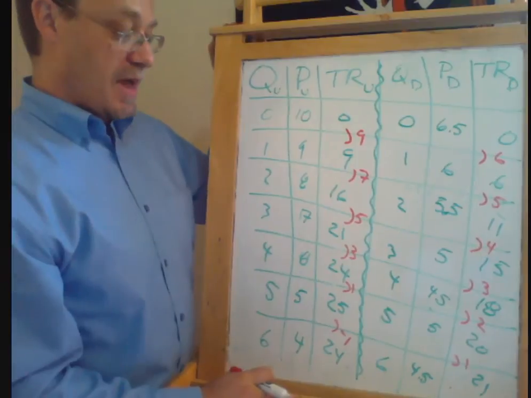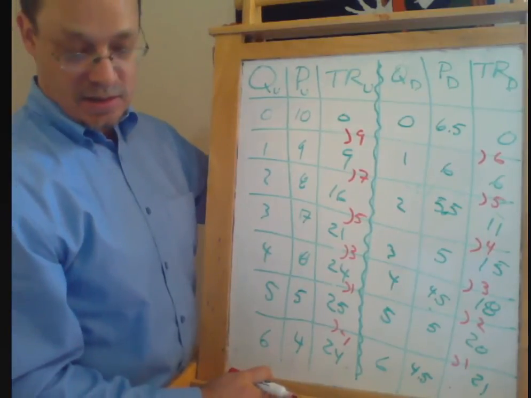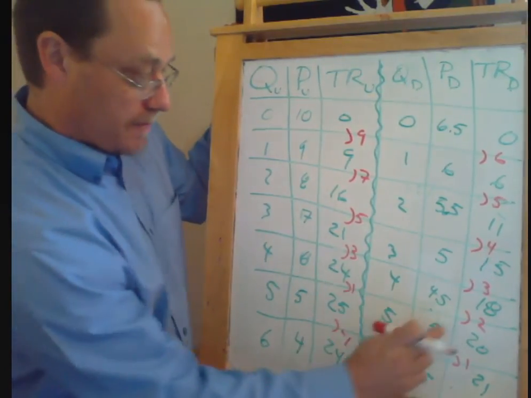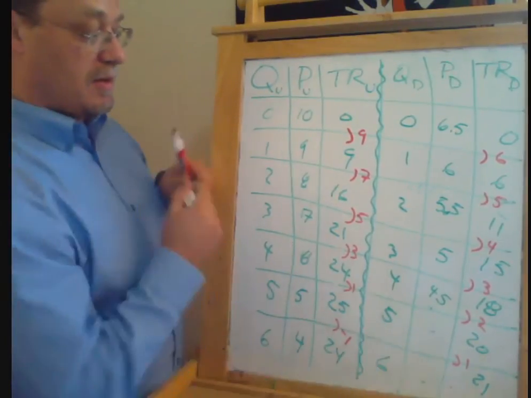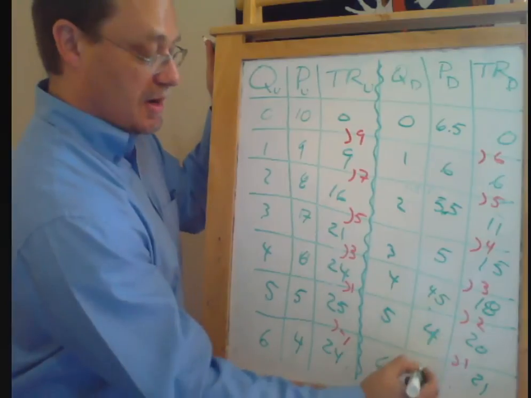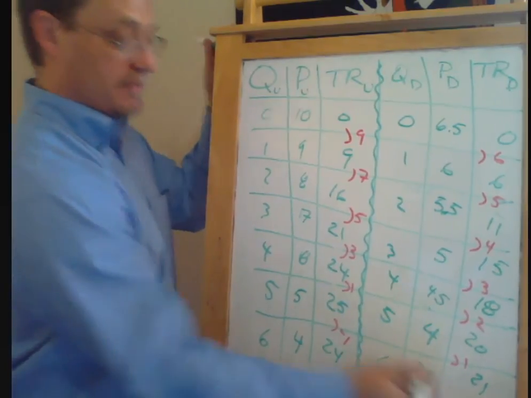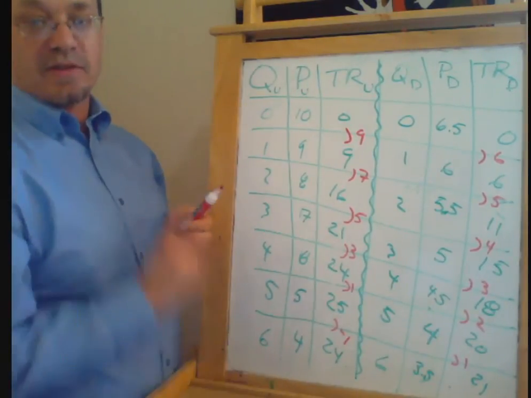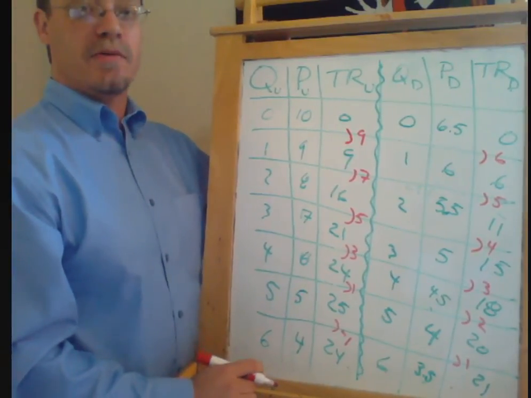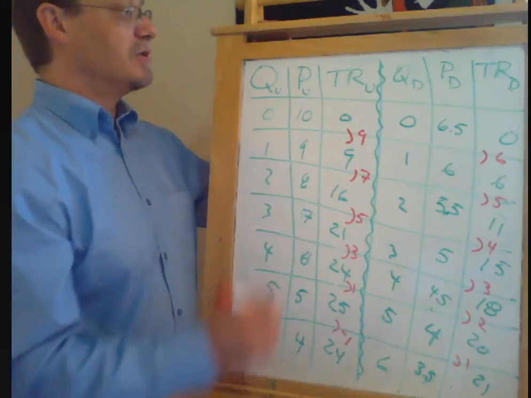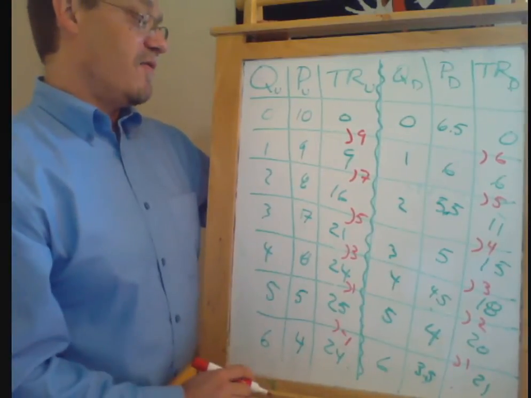Okay, so, oops, I'm sorry. I put down some incorrect prices here. This should be a price of 4, and this should be a price of 3.5. Okay, sorry about that. Okay, so let's suppose that we have a marginal cost of $3.50.